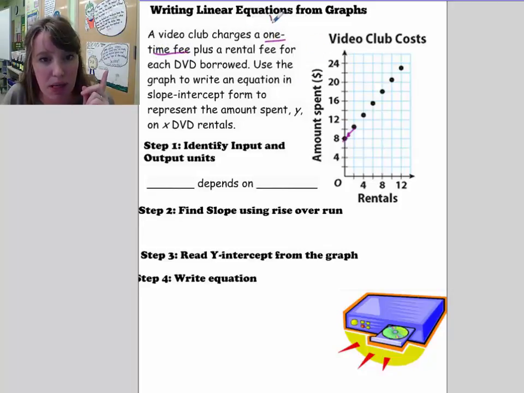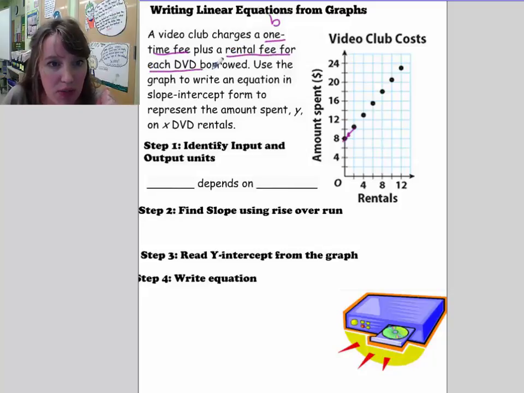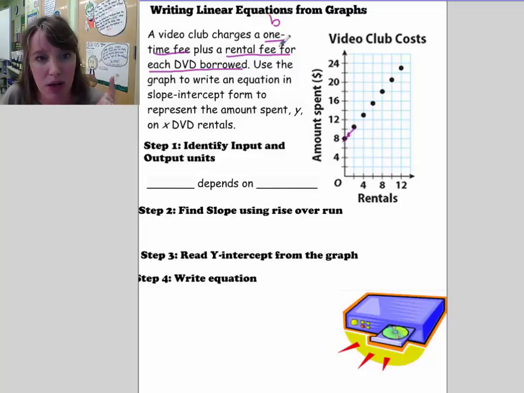That's your B, that's your y-intercept, plus a rental fee for each DVD borrowed. There's your rate. Something for every something else, right? So a rental fee for every DVD. Okay, so that's going to be your slope. Use the graph to write an equation in slope-intercept form to represent the amount y of x DVD rentals.